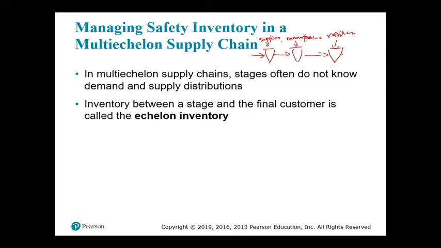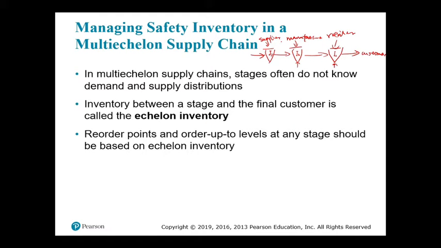So what is echelon inventory? Echelon inventory is the sum of all the inventory held between a particular stage to the end customers. So for the retailer, the echelon inventory is just its own inventory. For the manufacturer, the echelon inventory is the inventory of the manufacturer and the retailer. And for the supplier, it is the inventory of all three parties.